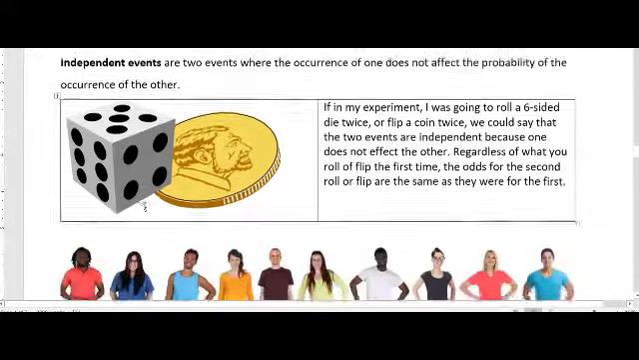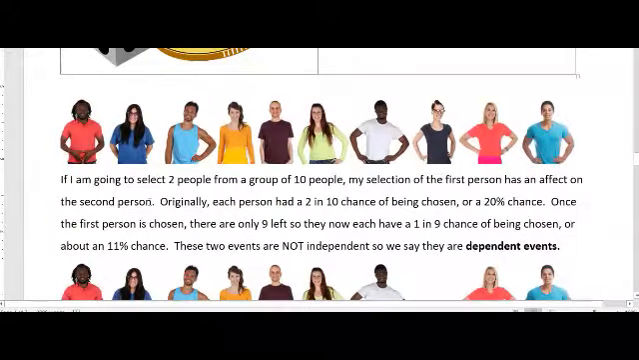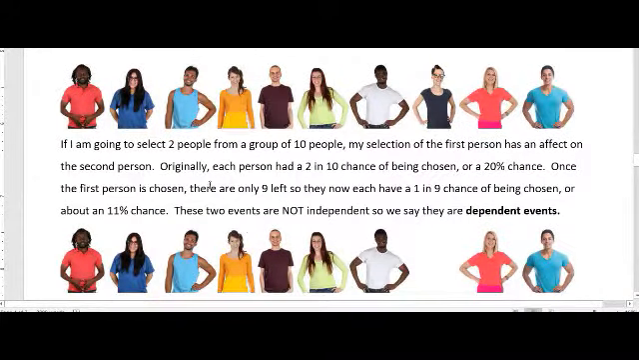So those are independent. Having gotten heads the first time doesn't affect my chance of getting it the second time. But let's look at this other example, where we could have dependent events. Let's say that I have 10 people, and I'm going to select 2 of these people and give them a prize. Originally, when I'm going to select 2 out of 10, they all have a 2 out of 10, or 1/5, or 20% chance of winning, right? So I take one person out. I picked the girl in the gray here. She won, so she's gone.